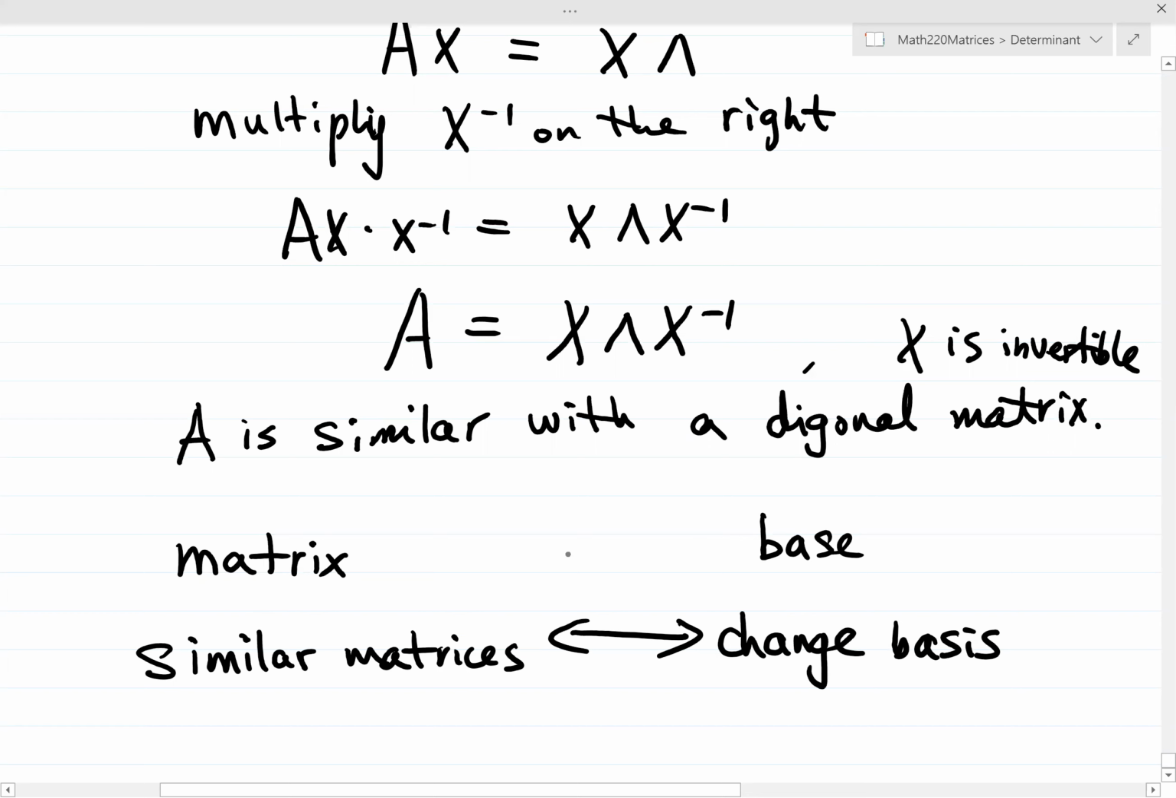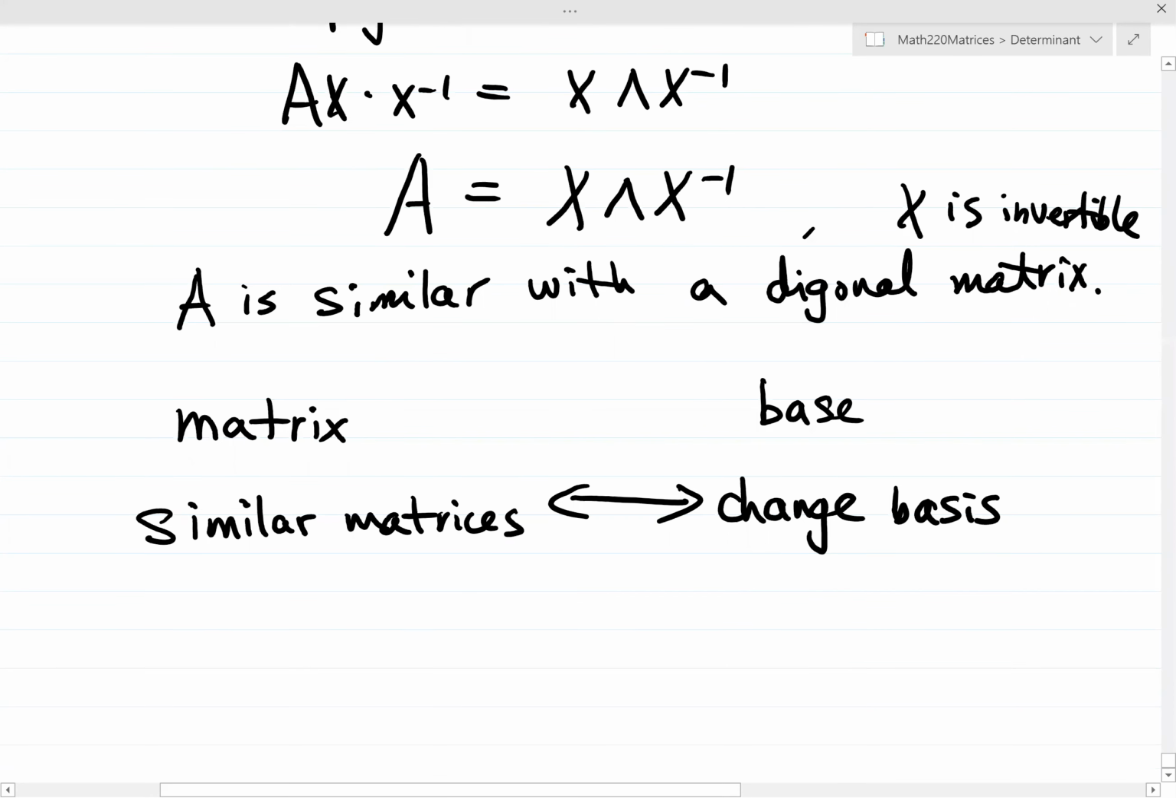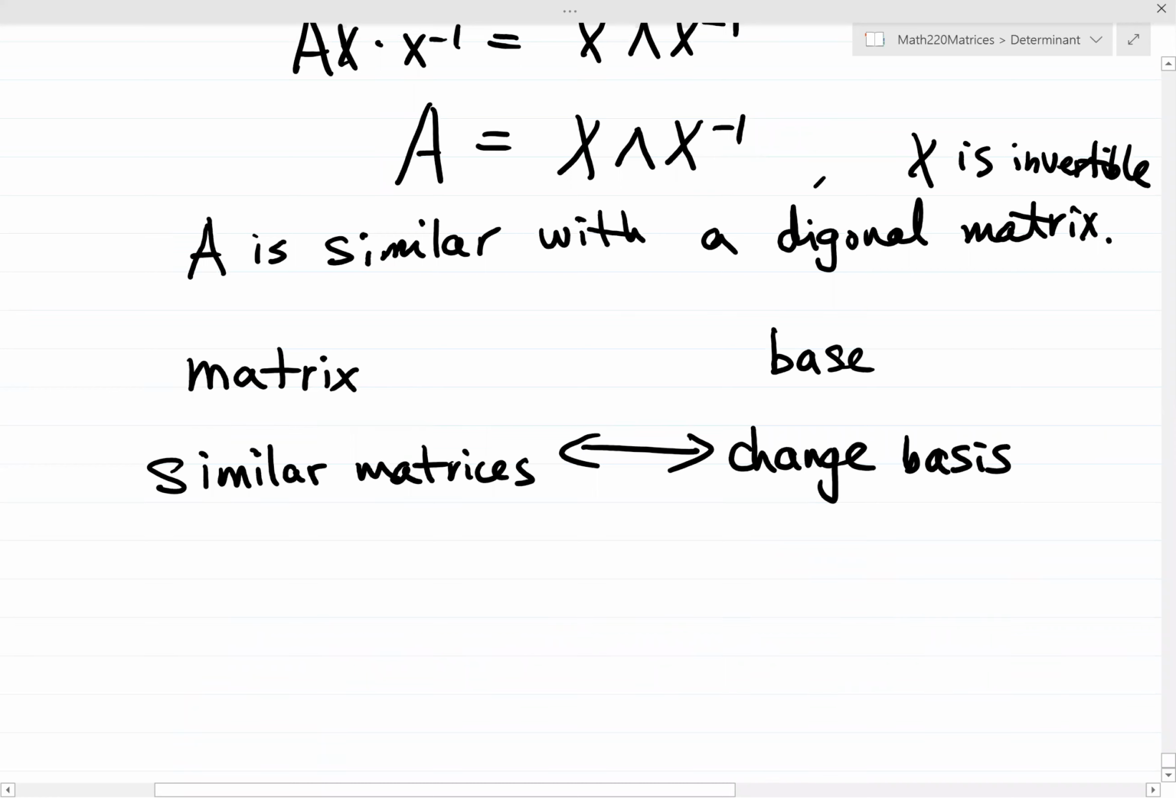If you change a basis, the corresponding operation at the matrix level is to use a similar matrix, a chain of bases corresponding to an invertible matrix X. So here we can write A as similar to a diagonal matrix. Diagonal matrices are easier to deal with. If A is similar to a diagonal matrix, we can easily deal with it because it shares similar properties with a diagonal matrix.